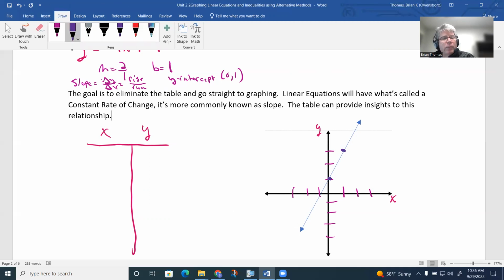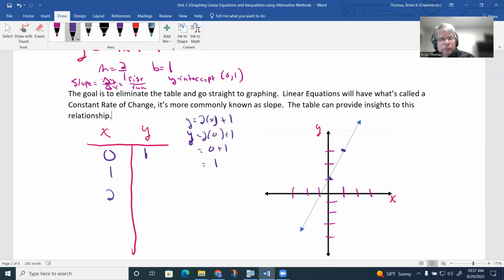If I use a table, I like to use 0, 1, and 2 as my x values. My equation was y equals 2x plus 1, so that's how I'm going to be putting a value in for x. So y is going to equal 2 times 0 plus 1. Well, that's 0 plus 1, which is 1. So (0, 1) would be my first ordered pair, and on our graph, our first ordered pair was (0, 1).